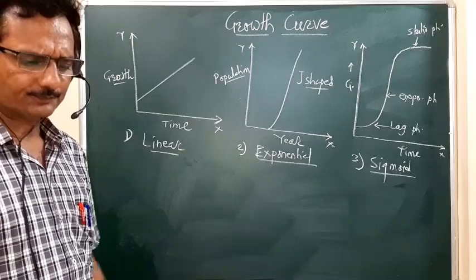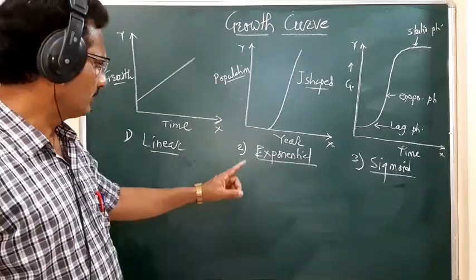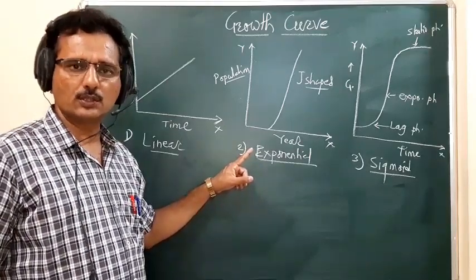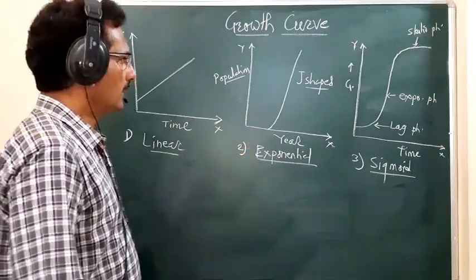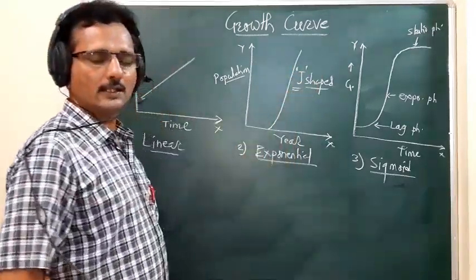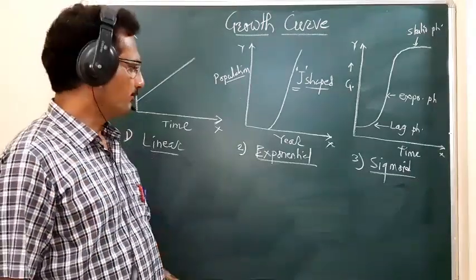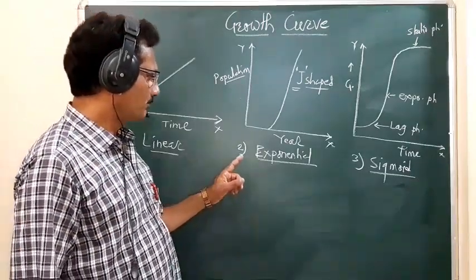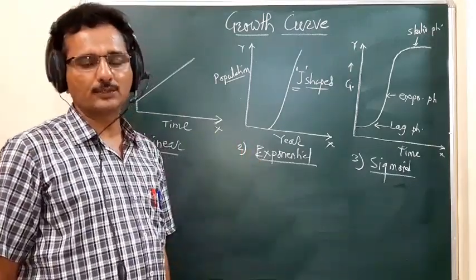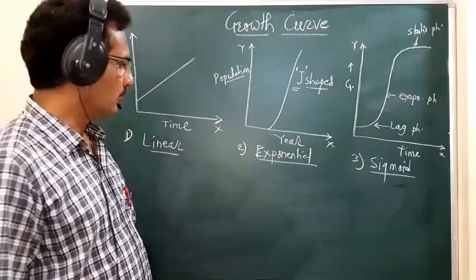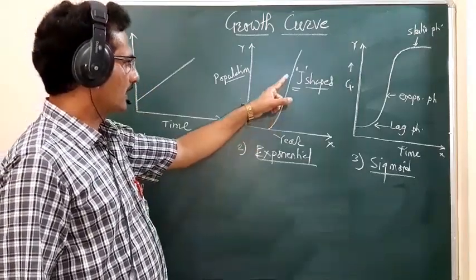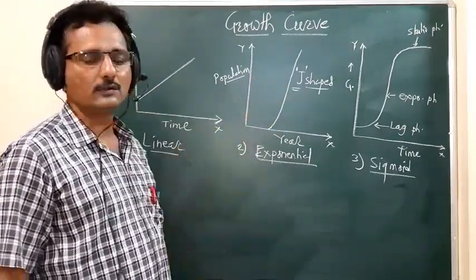Then the next one. The next type of growth curve is the exponential growth curve. The exponential growth curve shows a letter J-shaped structure. For example, the per year increase in the human population. In the increase in human population, we observe a sudden increase in the population number of human beings.